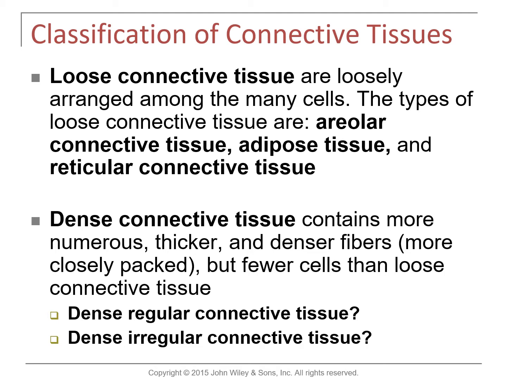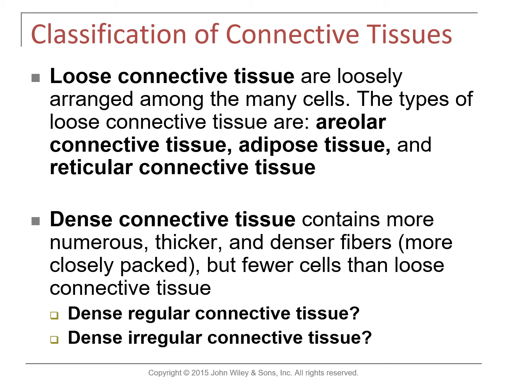Dense regular connective tissue is made up of several collagen fibers tightly packed in parallel bundles where they provide directionality for applied forces and again tensile strength limiting the amount of stretch. Dense regular connective tissue is avascular. It doesn't have its own blood supply and therefore tends to heal poorly.